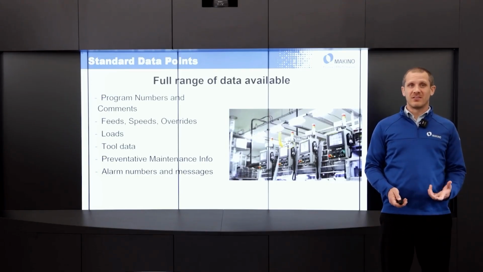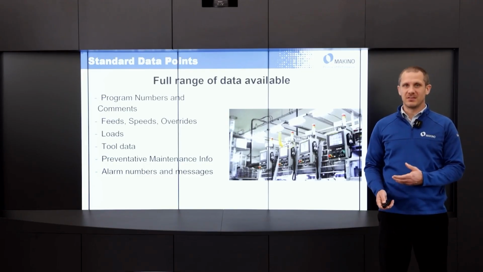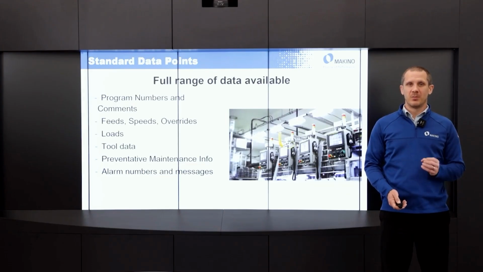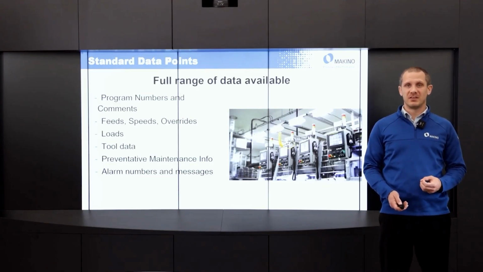This includes active program numbers and comments, real-time feeds, speeds, and override settings, as well as the spindle and axes loads. We can also read detailed tool information, preventative maintenance data, alarm numbers and messages, giving you clear visibility into how the machine is running, what it's doing, and when attention is needed.